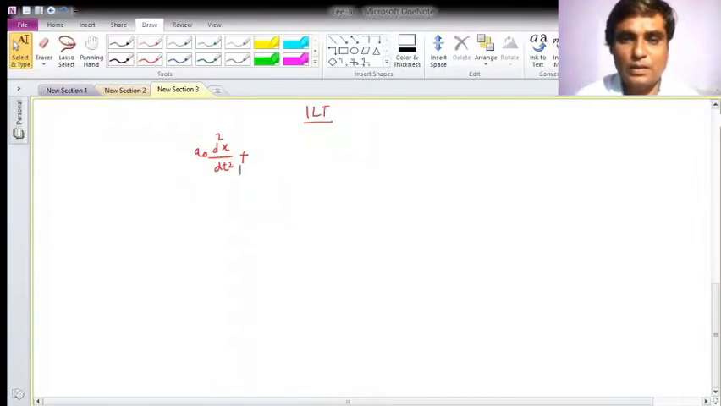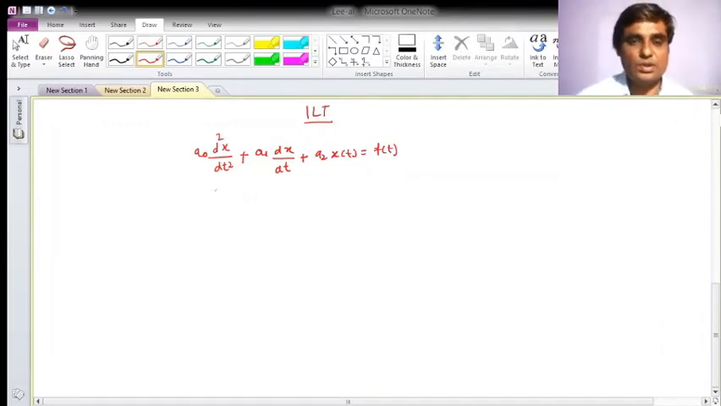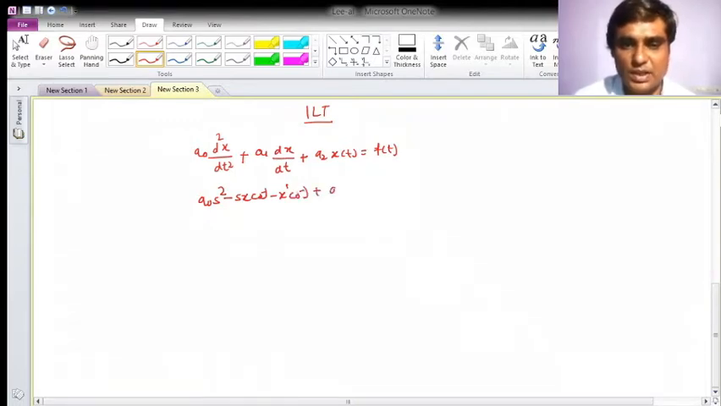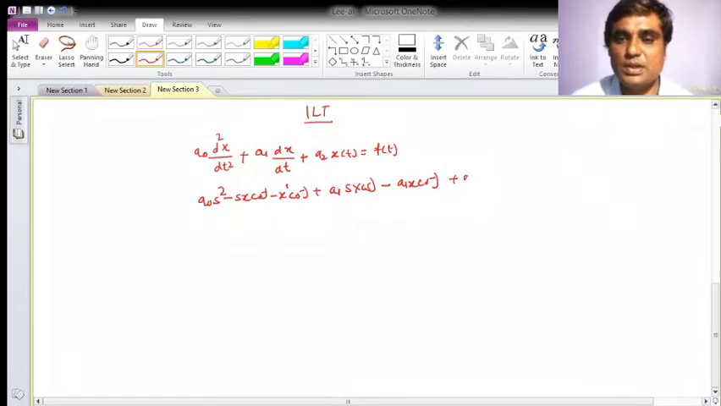a1 dx by dt plus a2 x of t, which is equal to say some forcing function f of t, right? So now if I take the Laplace transform, it will be a0 s square X of s minus s x of 0 negative minus x prime of 0 negative, plus a1 s X of s minus a1 x of 0 negative, plus a2 X of s, which is equal to F of s.